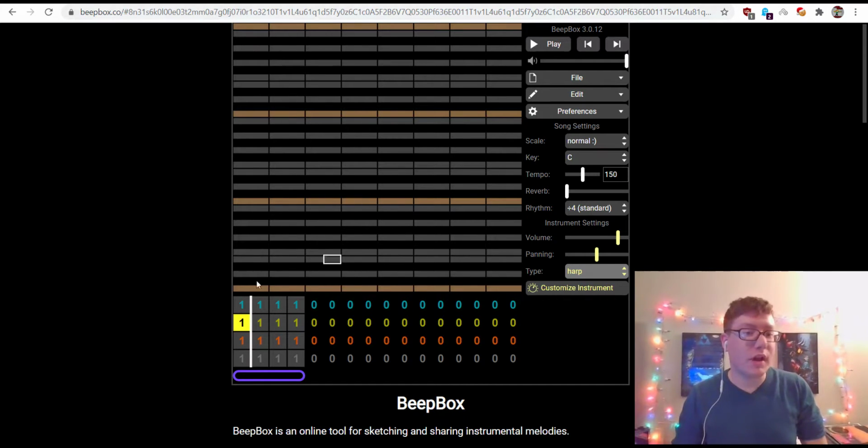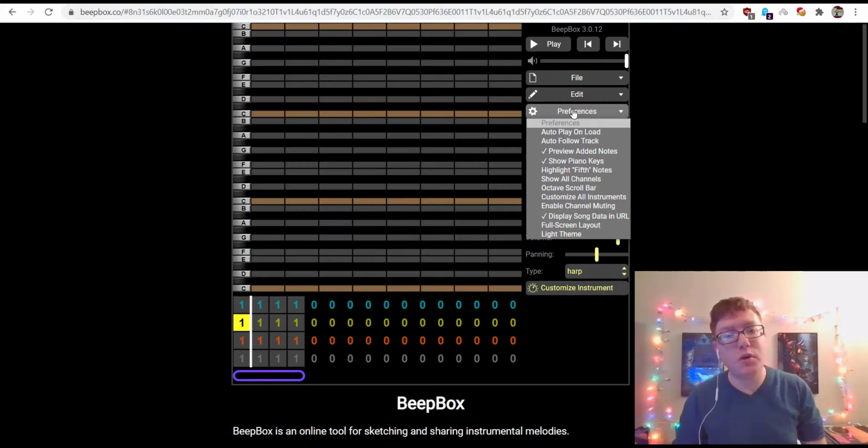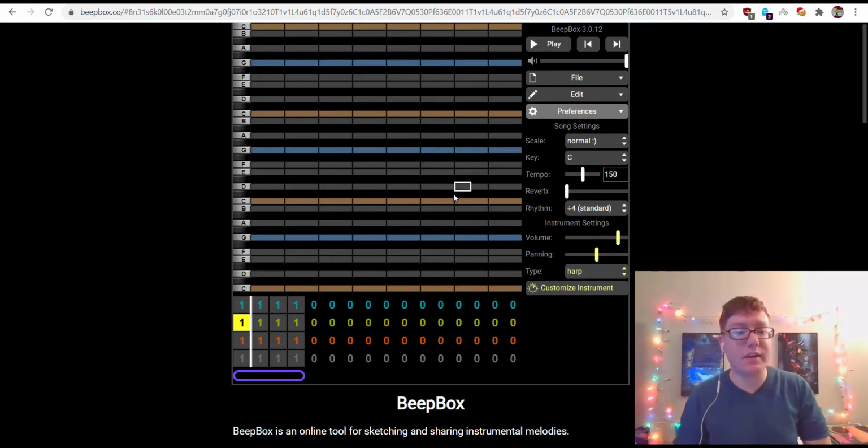If you are looking at a screen that looks like mine, feel free to go into Preferences and click on Show Piano Keys. Feel free to go into Preferences and click on Highlight Fifth Notes. I like having that personally. That just makes me happy.